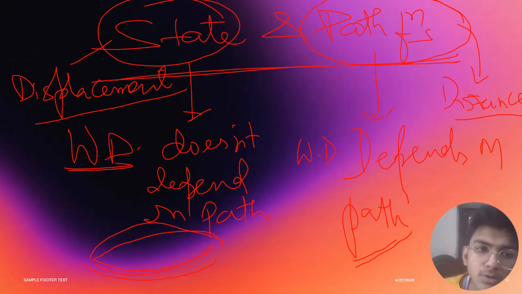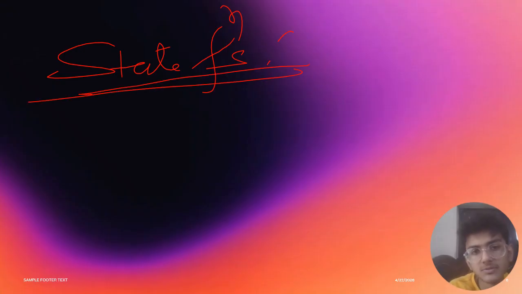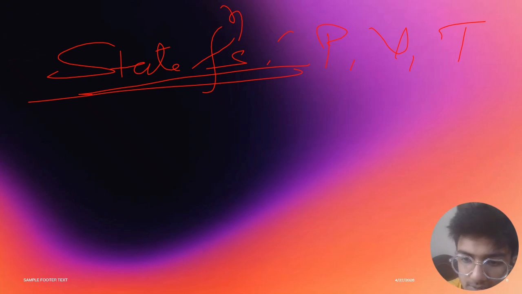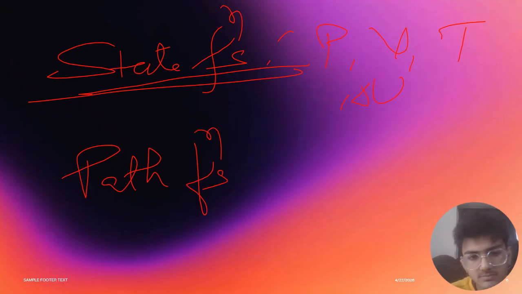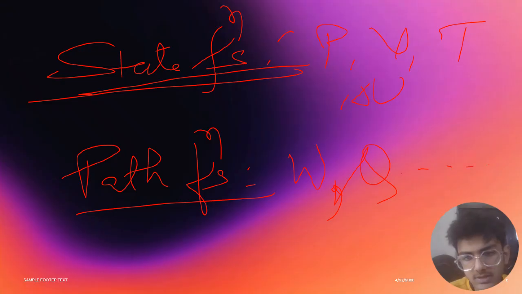Clear? So now talking about some examples. Talking about state functions: pressure, volume, temperature. These are state functions. Internal energy, like this, we write. Change in internal energy is being treated, not the absolute. Talking about path functions, we have work done, heat exchange, and so on.